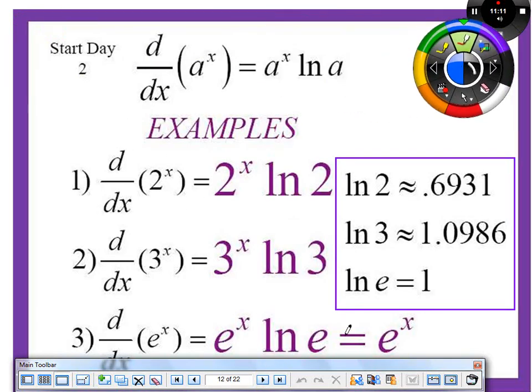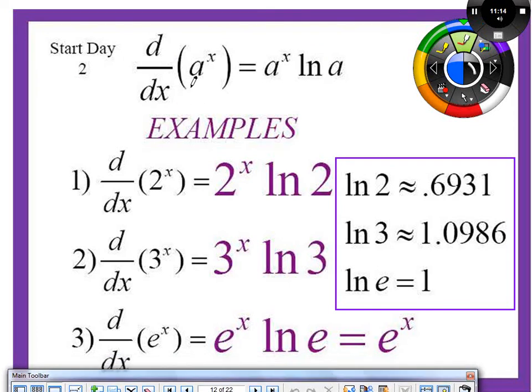Now, this is a rule when you want to find the derivative of an exponential function. An exponential function is a function that has the variable as the exponent. The rule for that is that you rewrite it exactly the way that it is, and then you multiply by the natural log of whatever the base is. That's something you just memorize. That's how you calculate the derivative.